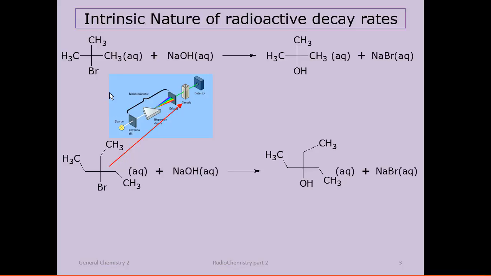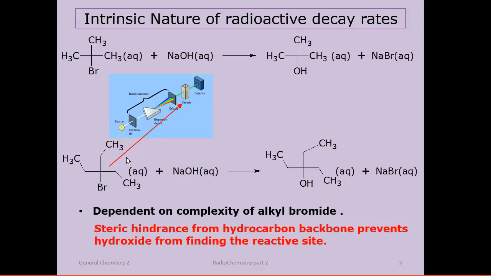And what we learned before when we studied kinetics is if you increase the complexity, the odds of this hydroxide finding the reactive carbon it needs to interact with to make the alcohol are lessening, because it's more complicated. This backbone gets in the way. So this is dependent on the complexity of the alkyl bromide in this case. Steric hindrance from the hydrocarbon can prevent it from finding the reactive site. So again, these are not intrinsic to the structure. They're things that we can alter, the backbone, and then the two reagents have to find each other in solution.